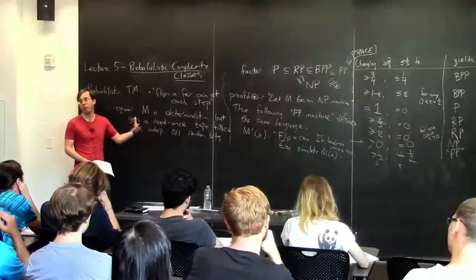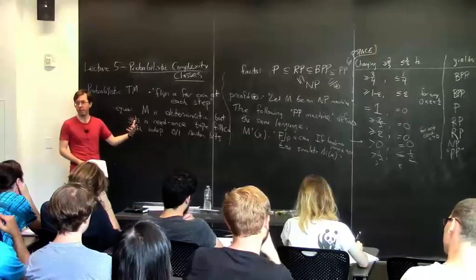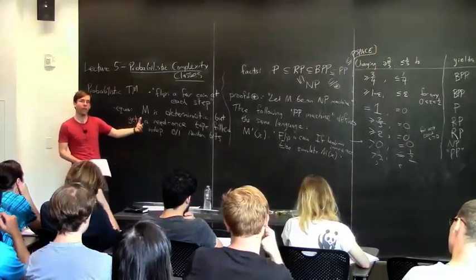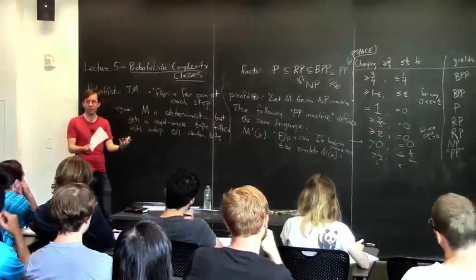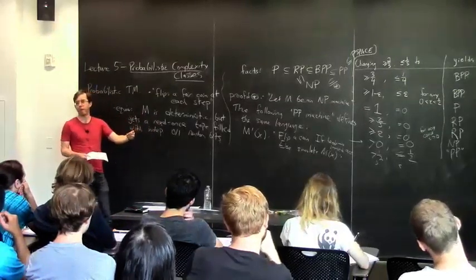You can keep a counter of how many times the machine accepted. There are exponentially many different random strings that could be used, but that's okay. The counter will only take the log of exponentially many bits to write down, so it'll only take polynomially many bits to write down.